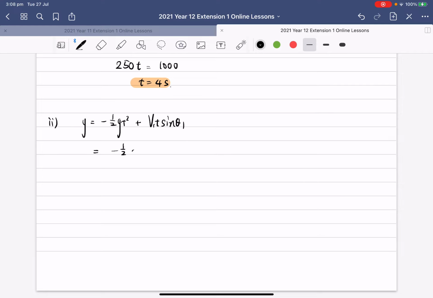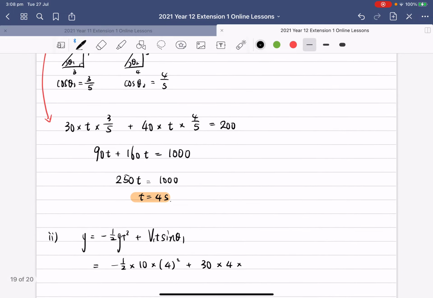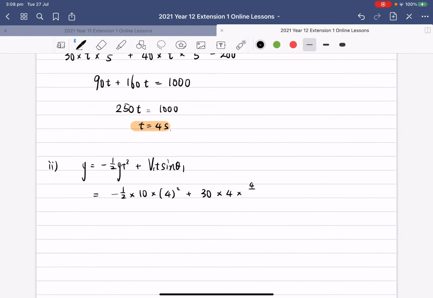If we substitute everything, we know that g is equal to 10, t is equal to 4 seconds, V1 is equal to 30, and sine theta 1 is 4 over 5, so we should be able to calculate everything out. I'm just using my calculator to avoid any further mistakes. So that is 96, and the final answer will be 16. So that's 16 meters above the ground.